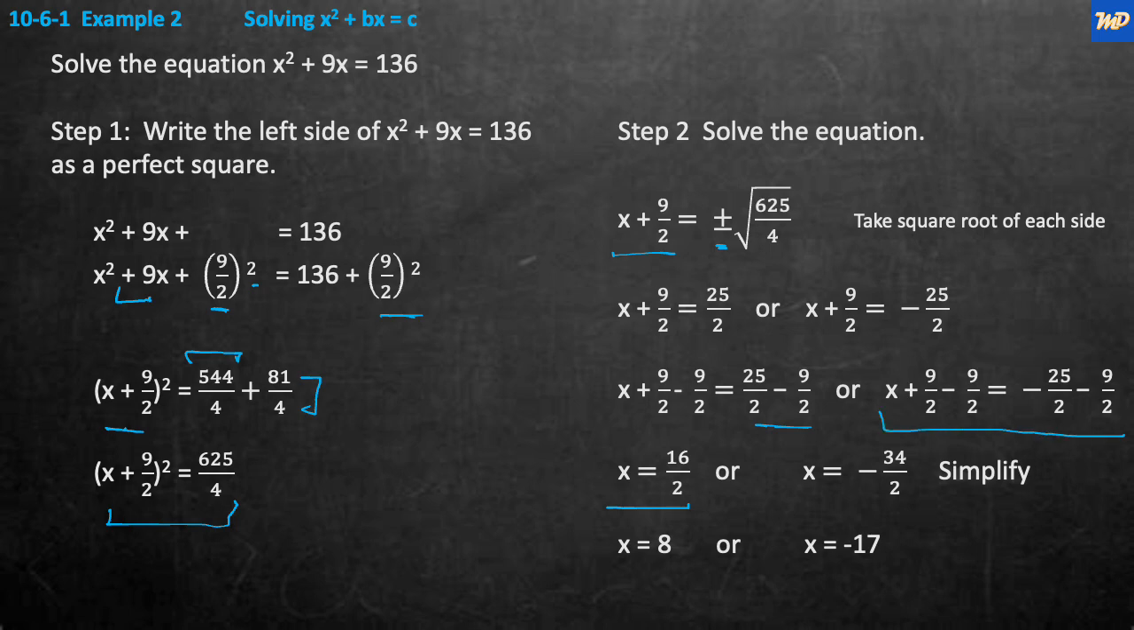So we've gotten rid of the 9 halves on the left-hand side. On the right-hand side, we have negative 25 halves minus 9 halves. And when you put those together, you have negative 34 halves. Both of these are simplified, except for the fact that 16 divided by 2 is 8. So x is equal to 8, or negative 34 divided by 2 is negative 17. That's the solution.